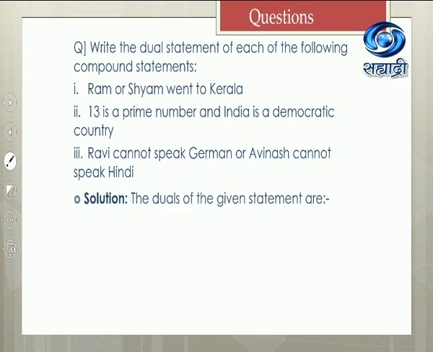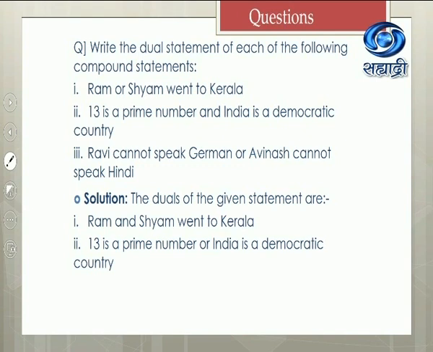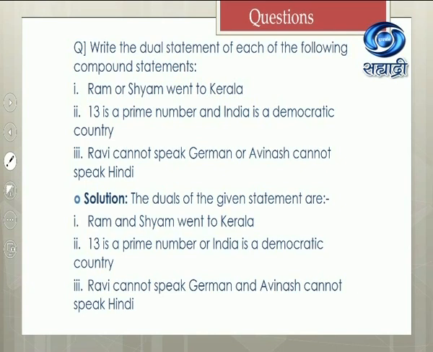So here the duals are: Ram or Shyam, so or will be and. Ram and Shyam went to Kerala. Second example will be 13 is a prime number, and will be replaced by or, India is a democratic country. And lastly, here or is there, so it will become and. So Ravi cannot speak German and Avinash cannot speak Hindi. Here also observe that the word cannot we have not replaced by can. So the negation remains as it is, only the conjunction becomes disjunction or vice versa.